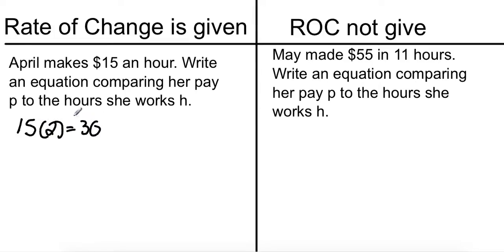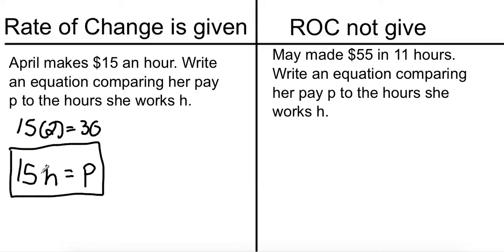And I can replace these two values with variables because I need to represent the variable P for her pay and H for the hours. 15 is my rate of change, or my coefficient, so that's not going to change. 2 is the number of hours that she's worked, so I'm going to put H. And 30 is the amount of pay she earned, so that's P. So our equation would be 15H equals P. Our rate of change is 15, and our coefficient is also 15.